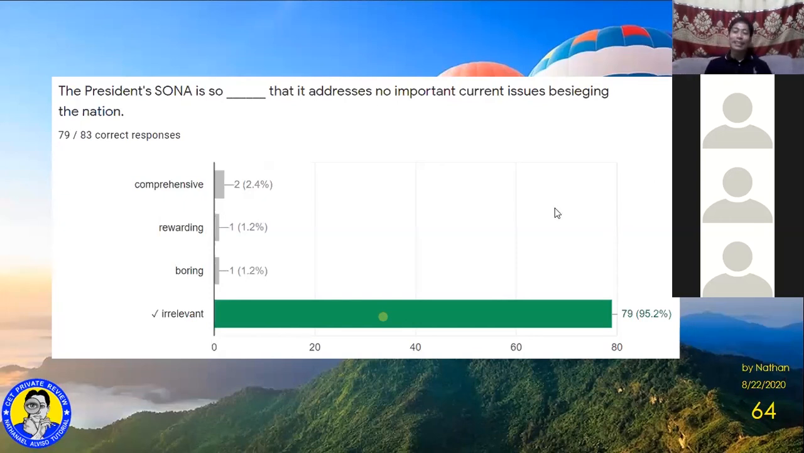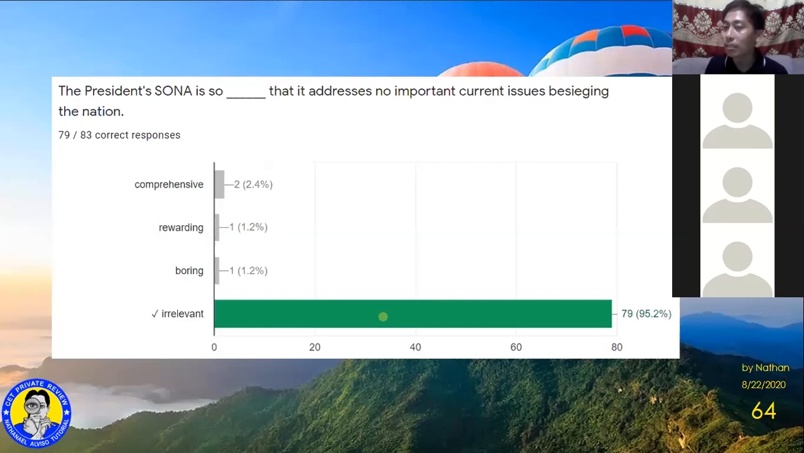Right, we go to the last 10 questions. So we're almost done. This is the last 10 questions, which is supplying the correct answer. The president's SONA is so blank that it addresses no important current issues besieging the nation. The word that will complete the meaning of the sentence is irrelevant. If it were comprehensive, then it would address the issues. But the fact that it does not address any issue, then it's irrelevant.